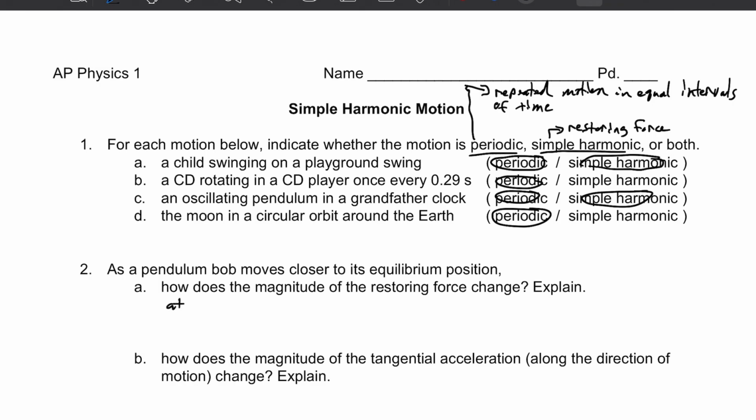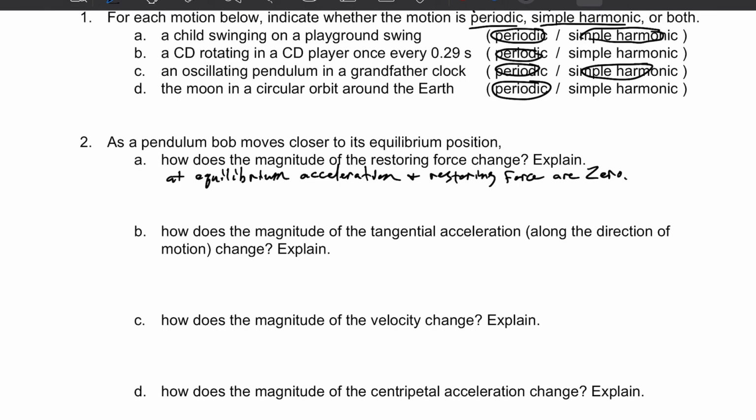Let's look at this. A pendulum bob moves closer to its equilibrium position. How does the magnitude of the restoring force change? Well, as it approaches equilibrium, the restoring force is going to be zero at equilibrium because that's where it wants to be. As it moves away from equilibrium, the restoring force gets larger and larger. So it's a direct correlation. The further you are from equilibrium, the larger the restoring force. But at equilibrium, your acceleration and your restoring force are both zero.